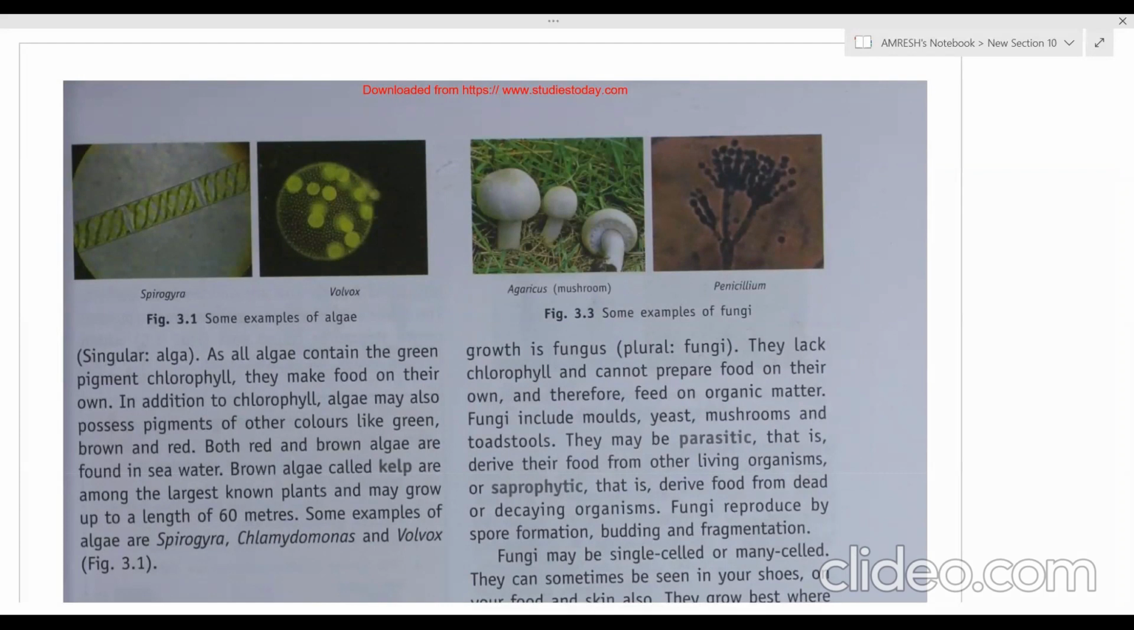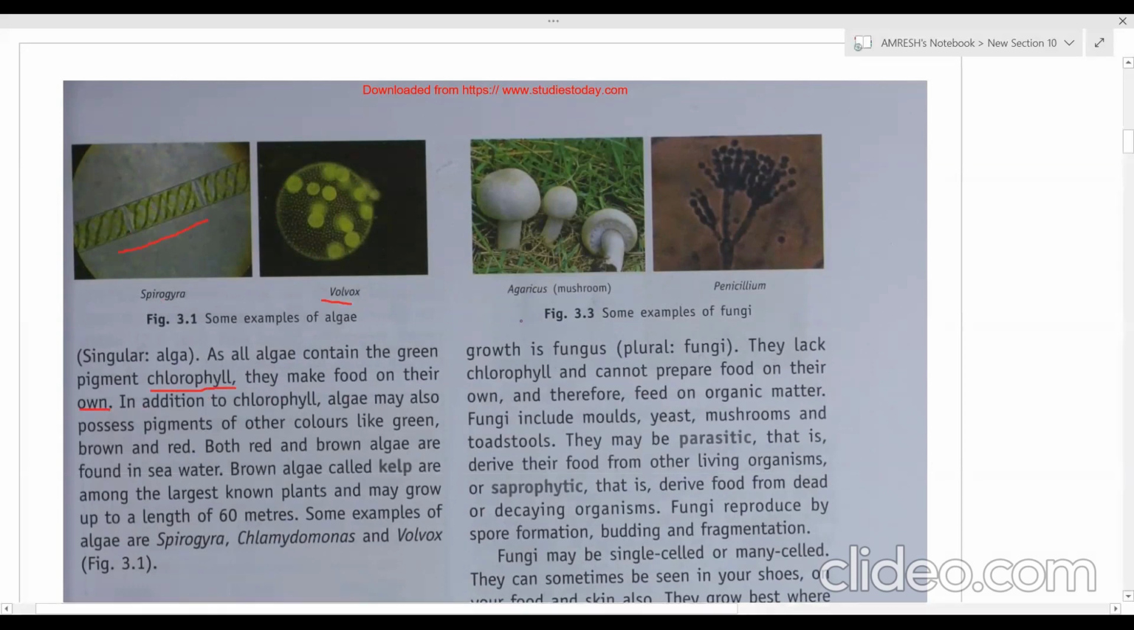You can easily see algae, as all algae contain green pigment chlorophyll. Chlorophyll is required for photosynthesis. They make the food on their own. For making their food on their own, your chlorophyll is very much important. In the picture you can see the photo of algae, Spirogyra and Volvox. You can see they are green in color. Why are they green? Because of presence of chlorophyll.